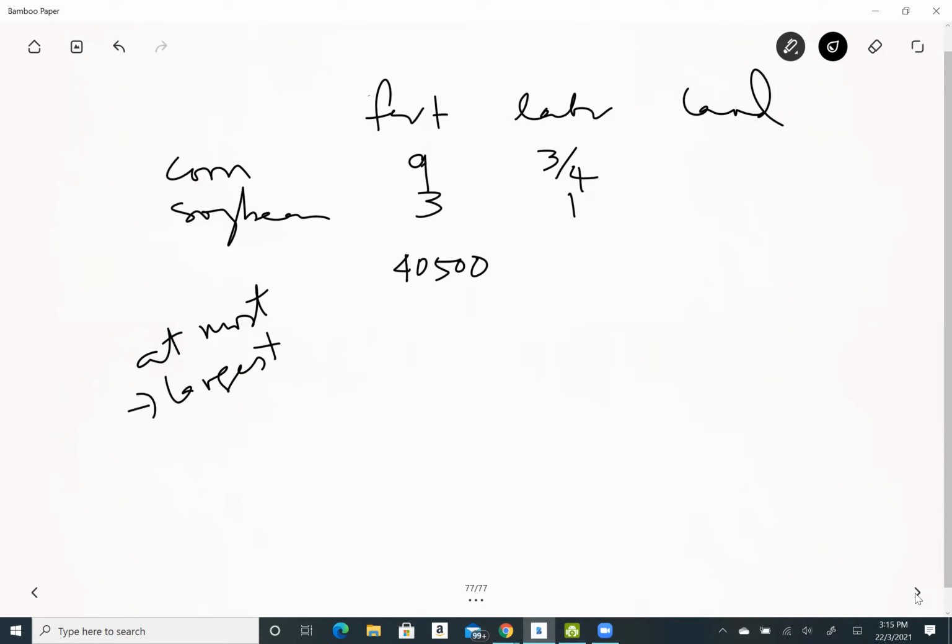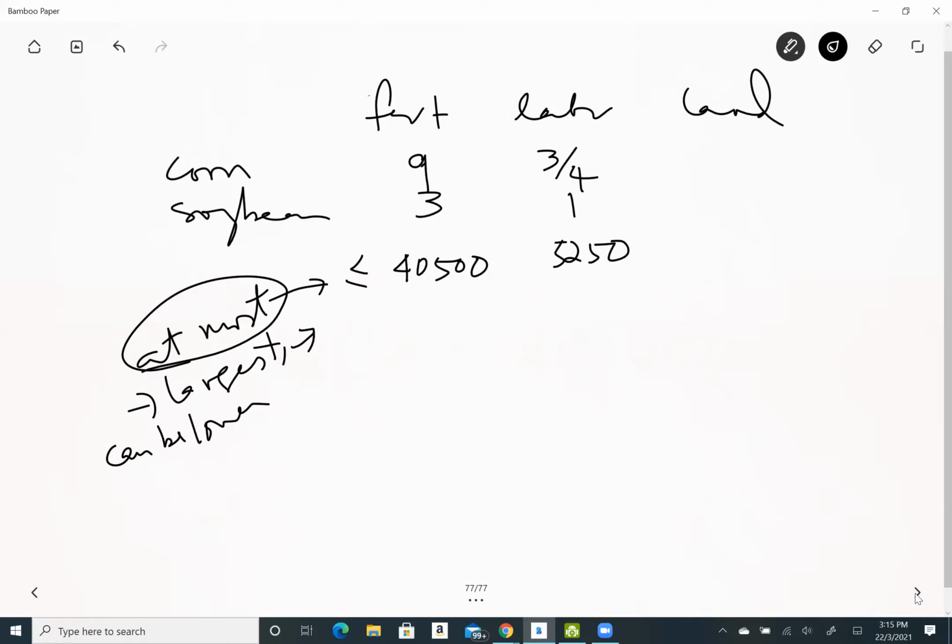That is the highest. It can be lower. So is it bigger than or equal to, or less than or equal to? Less than or equal to, because that's the largest value, it can be lower. So at most, less than or equal to. And also you are given how much is the limit to the labor? 5,250 hours. Also at most, so less than or equal to.